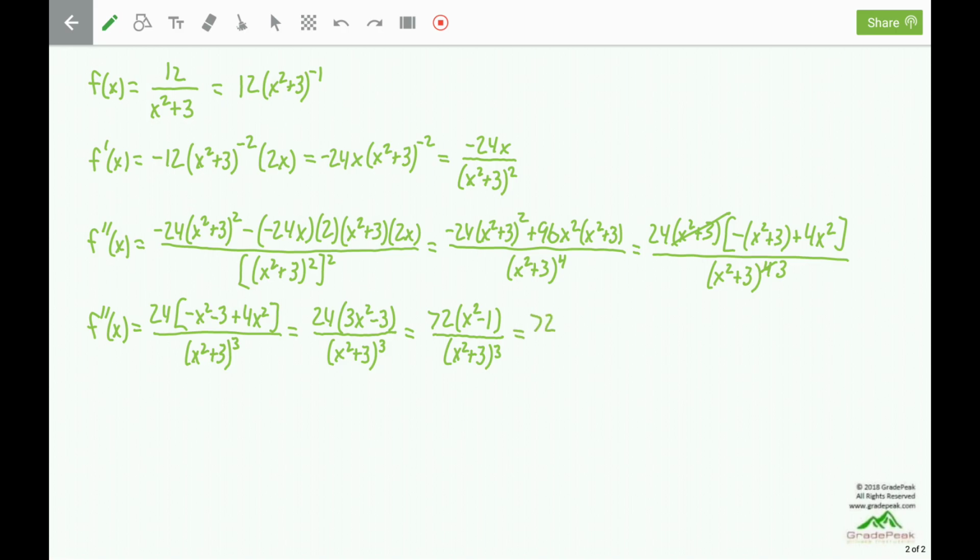In the numerator, we have a difference of squares which factors into x plus 1 and x minus 1. And we will leave the denominator as is. There is the version of the second derivative we're going to want.